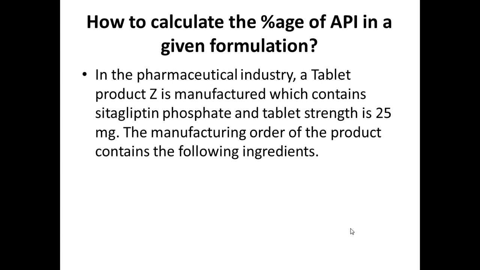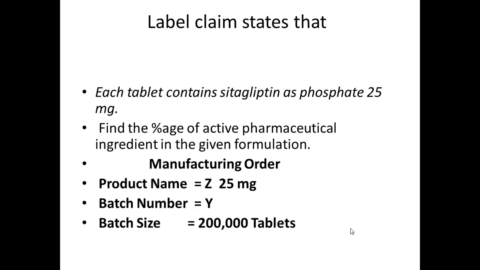How to calculate the percentage of API in a given formula? In the pharmaceutical industry, tablet product Z is manufactured which contains sitagliptin phosphate and the tablet strength is 25 mg. The manufacturing order of the product contains the following ingredients. The label claim states that each tablet contains sitagliptin as phosphate 25 mg. Find the percentage of active pharmaceutical ingredient in the given formulation. This example is according to the above mentioned example. We just follow the simple calculation method.